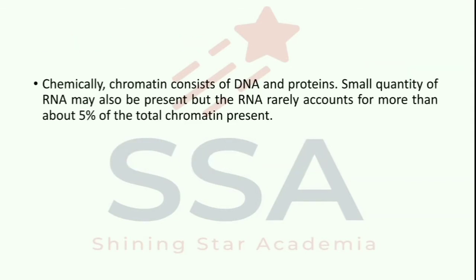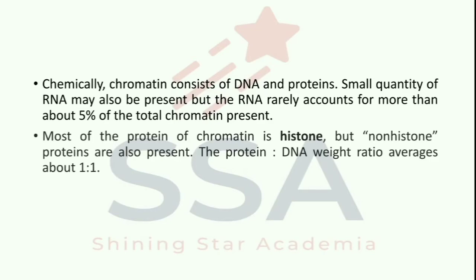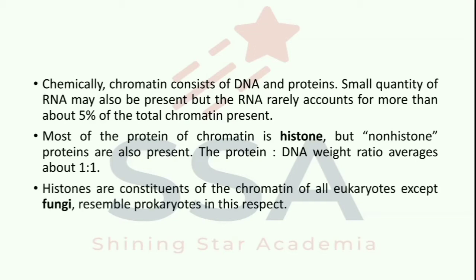Chemically, chromatin consists of DNA and proteins. A small quantity of RNA may also be present, but the RNA rarely accounts for more than about 5% of the total chromatin present. Most of the protein of chromatin is histone, but non-histone proteins are also present. The protein to DNA weight ratio averages about 1:1. Histones are constituents of the chromatin of all eukaryotes except fungi, which resemble prokaryotes in this respect.